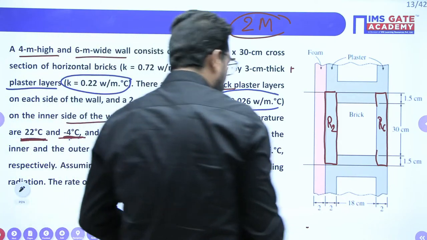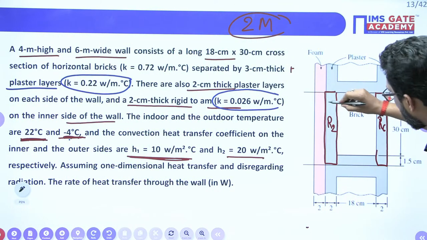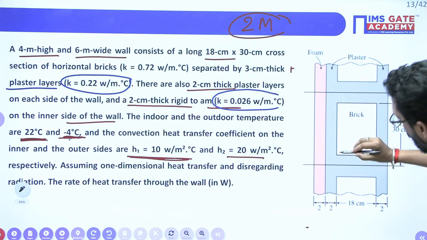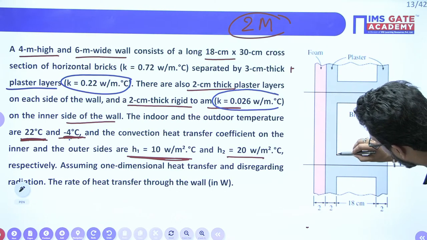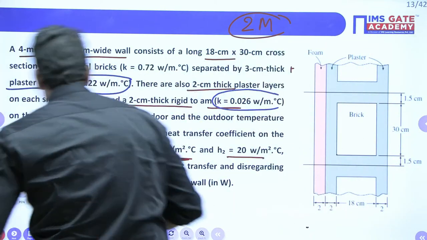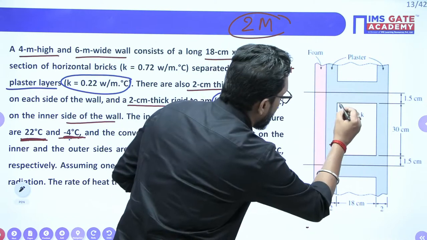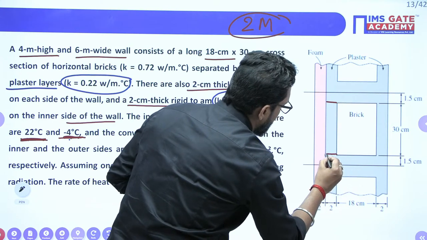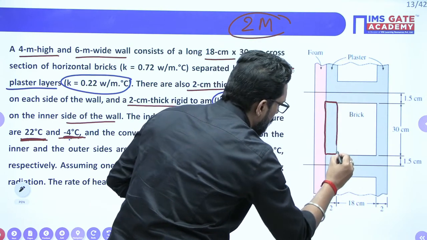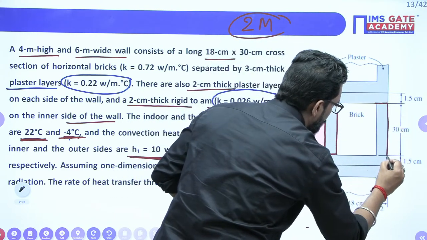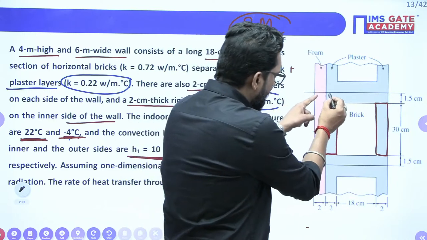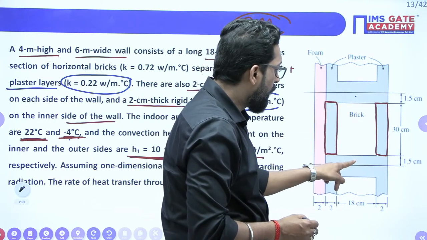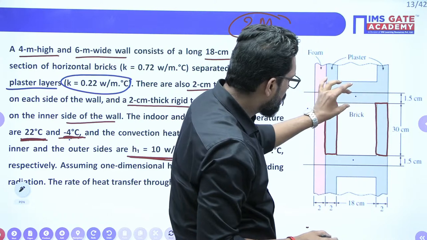What is the area of the plaster, beta? If you take this much height, why? Because there is one confusion in the student's mind, beta. If we take the plaster dimension this much, and this plaster dimension this much, then this will be included in the R3 resistance. So if we consider this length, this is your R3.